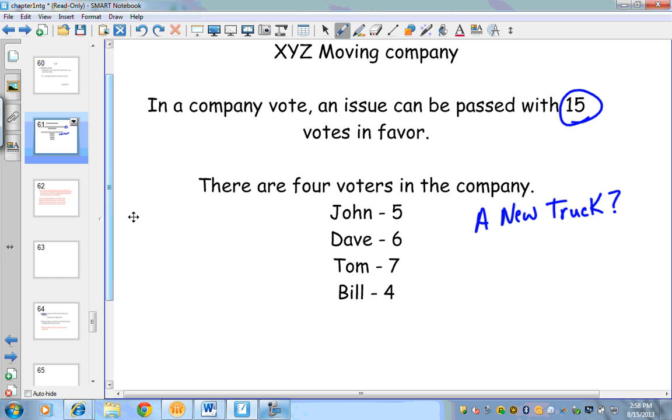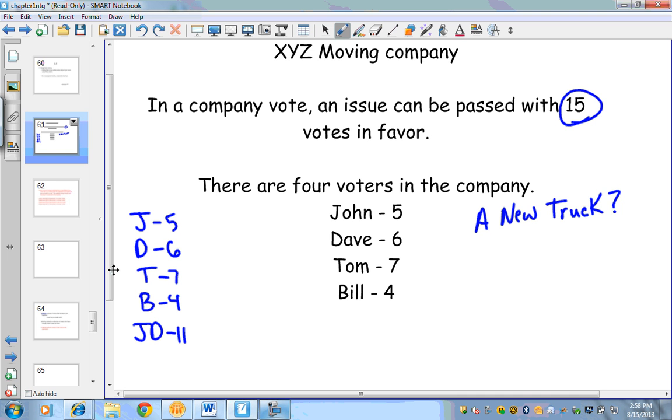John could decide to vote by himself, and John could form his own coalition. Dave could also decide to vote by himself, Tom as well as Bill. These guys could all vote independently, and based upon the votes, it's probably not going to pass for a new truck. So what could happen is John and Dave could decide to vote together, and when you add those numbers up, you get 11 votes. John would have 5, Dave would have 6 votes by himself, Tom 7, and Bill's 4.